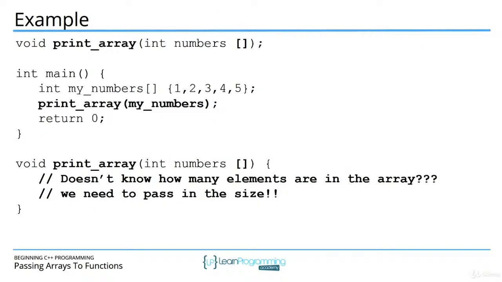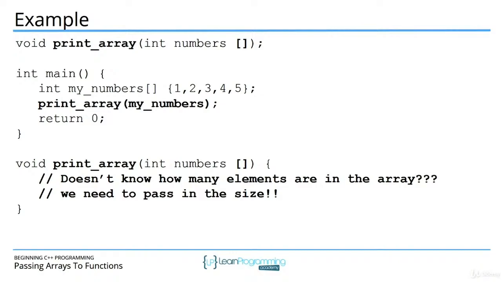In this example, you can see that both the function prototype and the function definition have square brackets after the formal parameter name. This tells the compiler that the function expects an array of integers in this case. So far, so good. Then in main, I have an array of 5 integers called myNumbers, and it's been initialized to the integers 1 through 5. So I call the printArray function and pass in the array myNumbers.